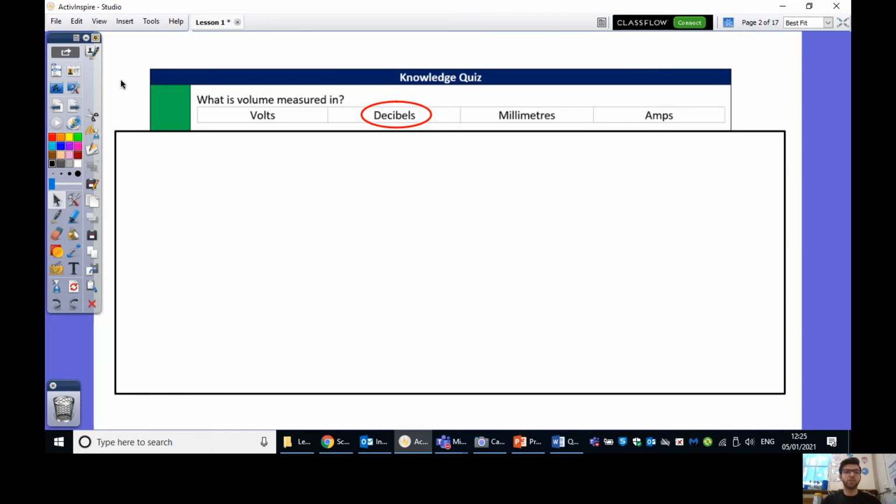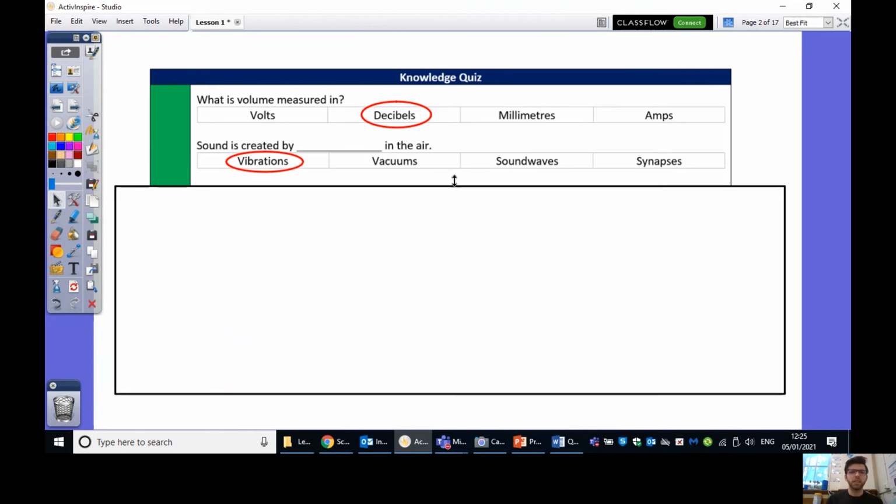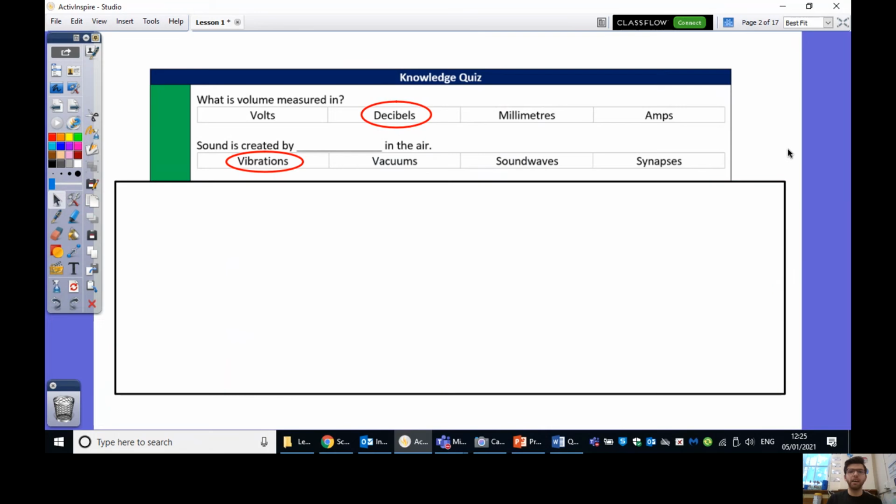So let's go through and mark these. So what is volume measured in? Hopefully everyone knew that one, decibels. So sound is created by what? Hopefully we all got this as well. Vibrations in the air. Created by vibrations in the air. Sound waves was there as a kind of trick one. Sound isn't created by sound waves in the air. You need the particles to vibrate first to then create those sound waves.